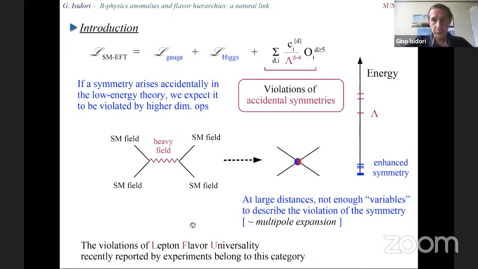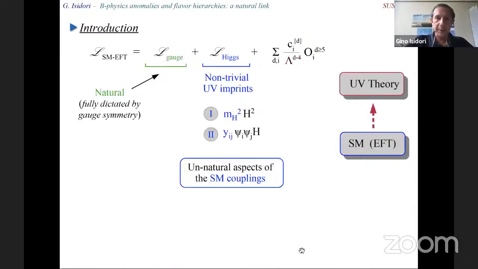Now, what I will try to show you in the rest of this talk is that the violation of lepton flavor universality that we start to see in B decays is exactly of this category, okay? This is, I think, a well-known fact, but I want to link it to the other aspect, the unnatural aspect of the standard model couplings.